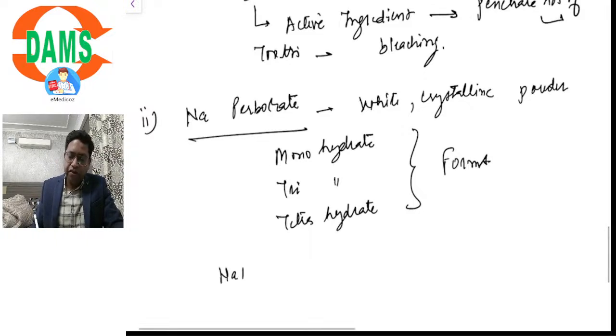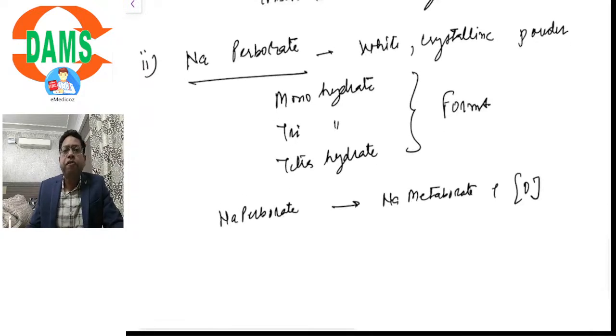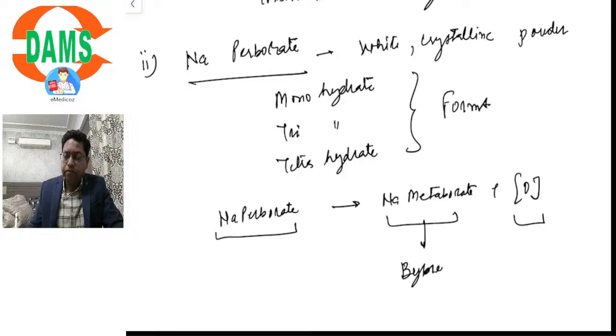Now, this sodium perborate basically breaks down to give sodium metaborate plus nascent oxygen, which is derived from hydrogen peroxide. Similarly, there is derivation of nascent oxygen or hydrogen peroxide liberation. So sodium perborate gives a byproduct, that is sodium metaborate, and the active ingredient that causes bleaching of the tooth structure.